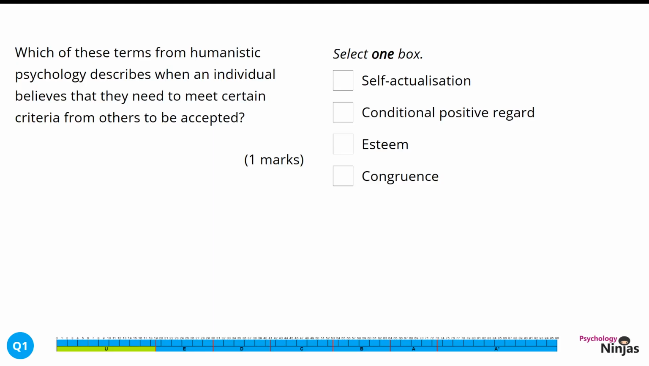Which of these terms from humanistic psychology describes when an individual believes that they need to meet certain criteria from others to be accepted? 1 mark. This question is looking for us to identify which term is being described. So we need to read through our options, selecting the correct one. Our correct term is conditional positive regard, so we would select this box.